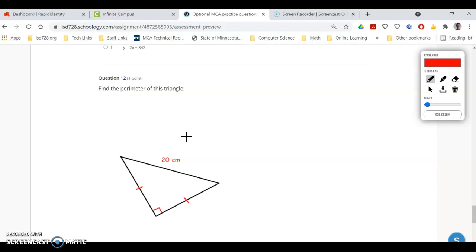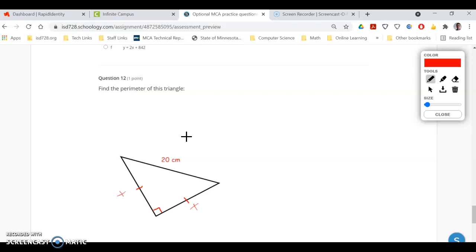All right, this video is going over number 12 from these optional MCA questions. We've got to find the perimeter of the triangle. So we know it's got to be at least 20 because we have 20 on this side, but we have to add these two sides too. They're unknown, but they are the same because of the tick marks, so it's x and x.